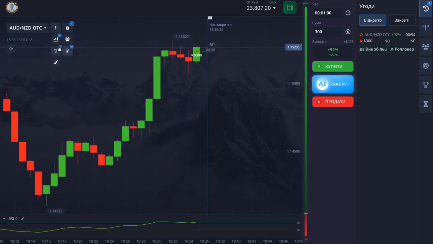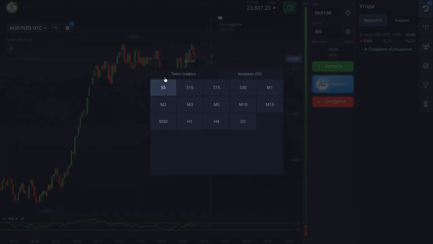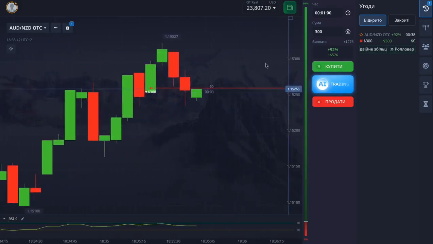Why did I decide to enter again? Because the market hasn't dropped lower yet. You see, it's near a level, and the RSI shows us that the market should go down. We're waiting for the close, and we'll grab a win here, too. Switching to the 5-second time frame and watching.